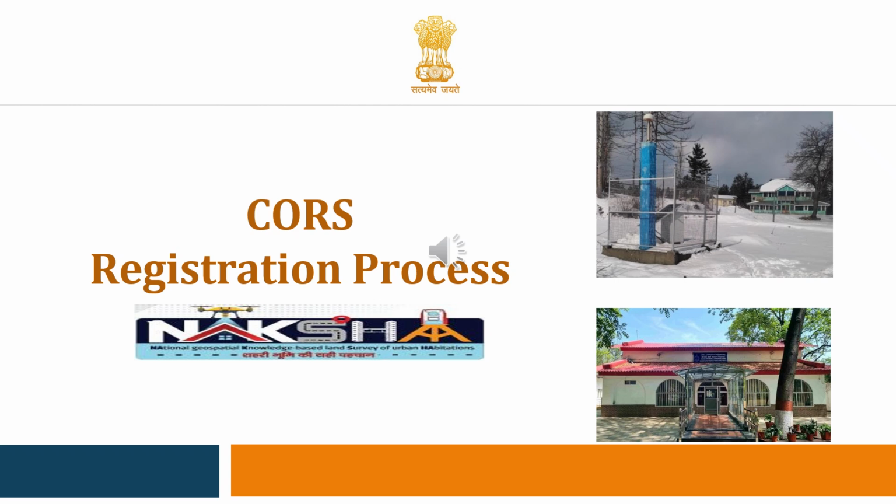In this video, we will walk you through the complete step-by-step process of registering on the CORS portal of the Survey of India under the Naksha project, that is, the National Geospatial Knowledge-Based Land Survey of Urban Habitations. CORS stands for Continuously Operating Reference Station. These are fixed GNSS reference stations that provide real-time correction data for high-accuracy positioning work such as cadastral surveys, RTK rover operations, and geospatial data collection. By the end of this video, you will know exactly how to register on the CORS portal and get your login credentials. So let us get started.